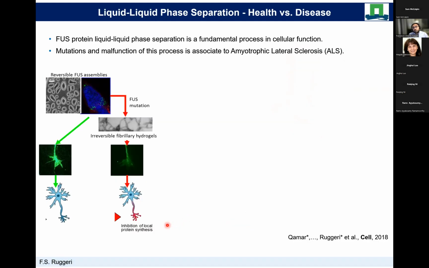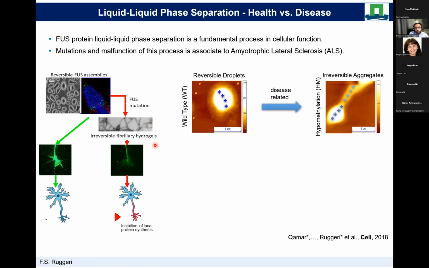So we have also used a similar approach to study the condensation of proteins such as FUS and to study their relationship with the onset of diseases such as amyotrophic lateral sclerosis. What we know is that when a protein that condenses in neurons undergoes a mutation, for instance, it causes diseases such as ALS, but it also causes in the neurons the formation of fibrillar hydrogels.